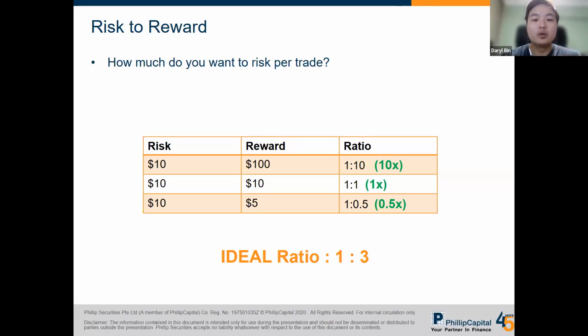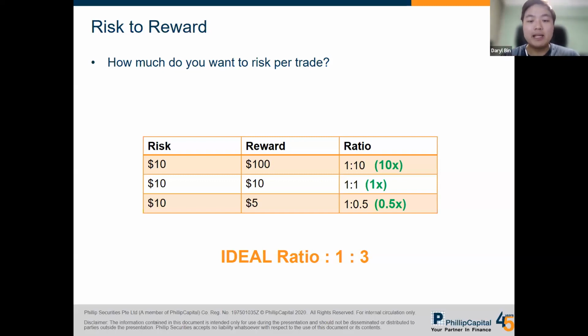If we were to look into the risk to reward ratio table, assuming we are only risking $10 per trade, definitely we want to risk the least and maximize the reward. If you are risking $10 for a reward of $5, that is a 0.5 times trade, then personally I will not take on that trade, because the risk is not compensated. Whereas if you were to take on a trade where the risk is $10 and the reward is $100, that is 10 times. So this kind of 10 times one, then definitely I'll take on the trade.